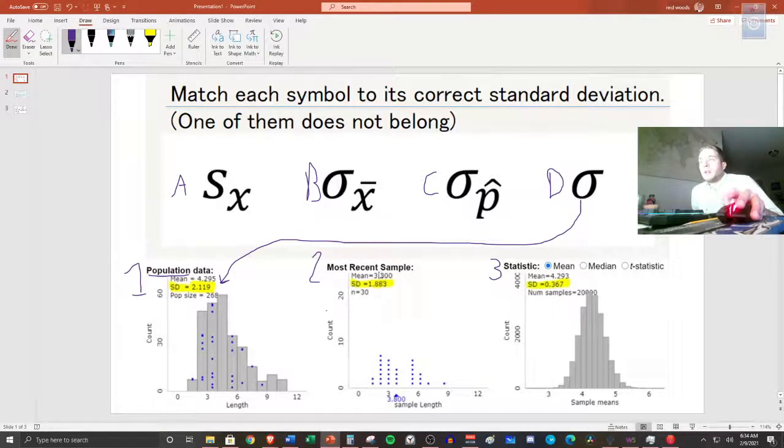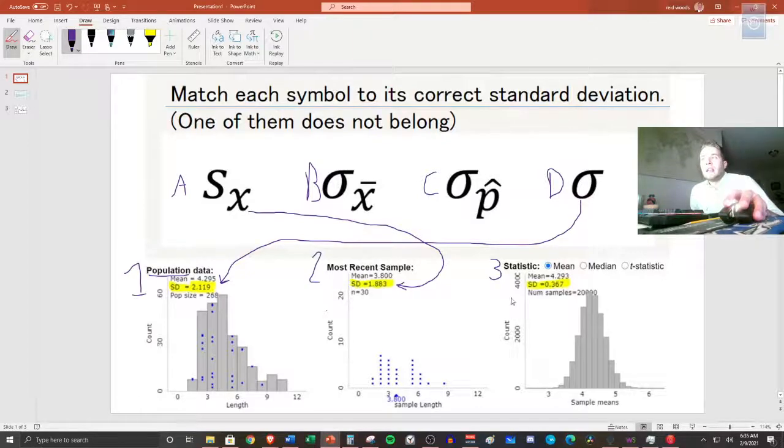Let's look at the middle one here. This is a sample distribution, and the symbol for sample standard deviation is the first one we ever learned. This is what you get when you do the 411 in your calculator. The sample standard deviation, that's what this is. This is a single sample, and there's its standard deviation. It's how spread out, the average distance to its mean of all these points.